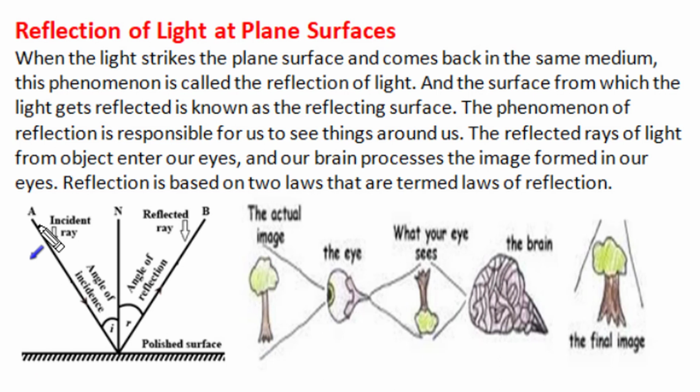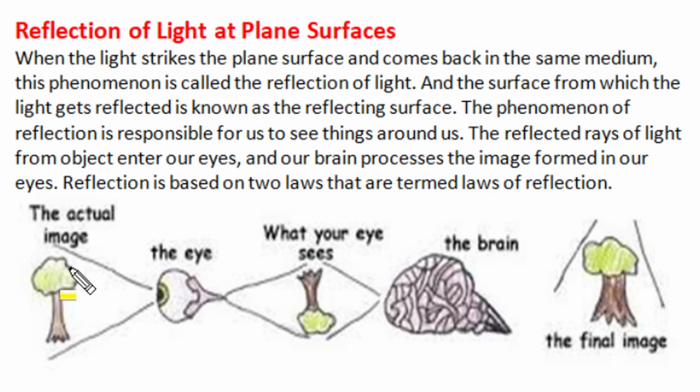When an incident light ray strikes a plane polished surface and comes back in the same direction, this phenomenon is called reflection of light. And the surface from which the light gets reflected is known as the reflecting surface.